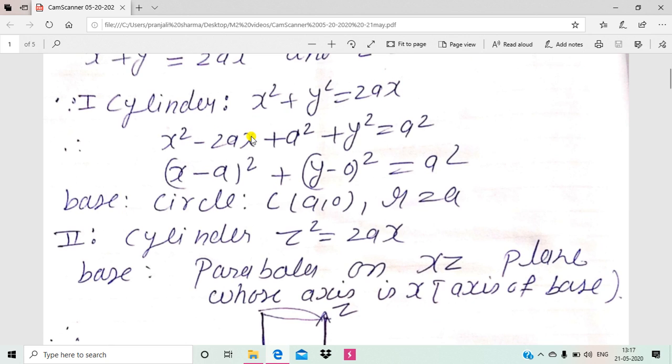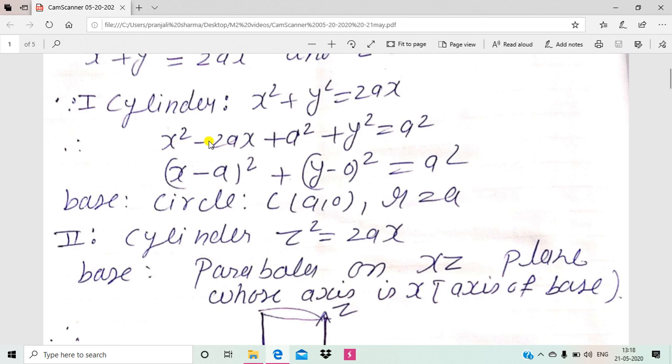So the first cylinder is x square plus y square is equal to 2ax. It's a circular cylinder, so we will find the equation of its base. This equation can be written as x square minus 2ax plus y square is equal to 0. And on adding a square to both sides, this is now x square minus 2ax plus a square plus y square is equal to a square.